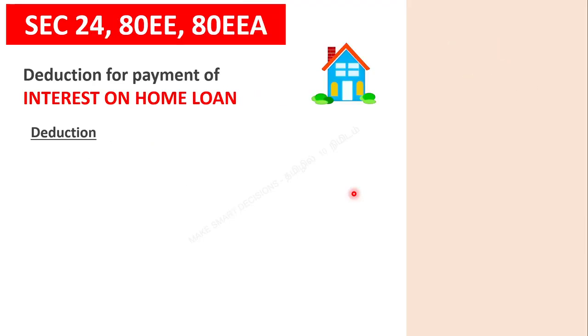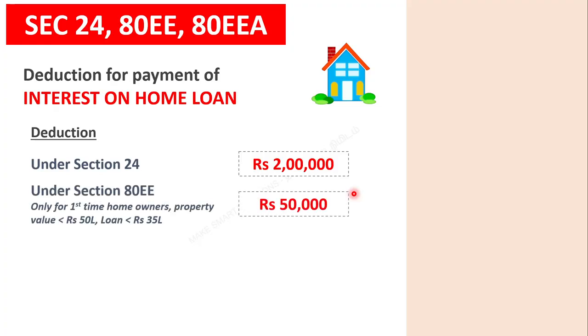Now, home loan section. So we have 3 sections here: section 24, section 80EE and 80EEA. Section 24 gives you a deduction of about 2 lakhs only on the interest component that you pay on your home loans. Over and above, there is a new section, section 80EE. It is applicable only in specific cases where the buyer is a first-time homeowner and the total property value is less than 50 lakh and the loan amount is less than 35 lakh. You can claim an additional deduction of about 50,000.